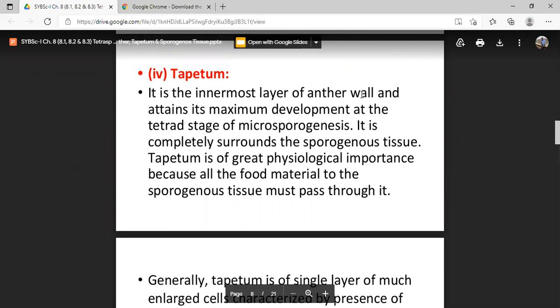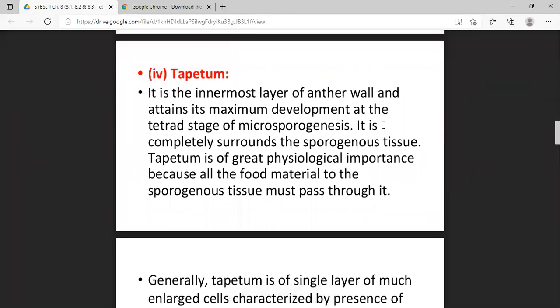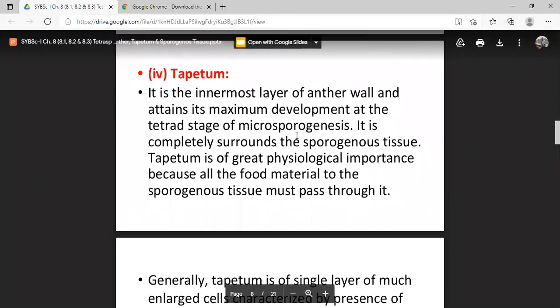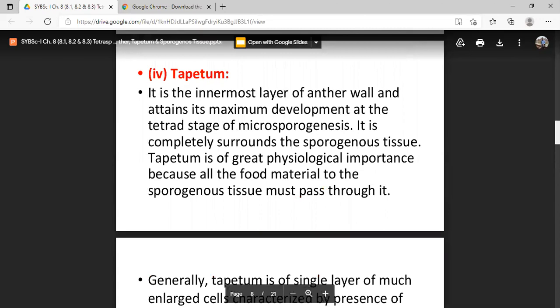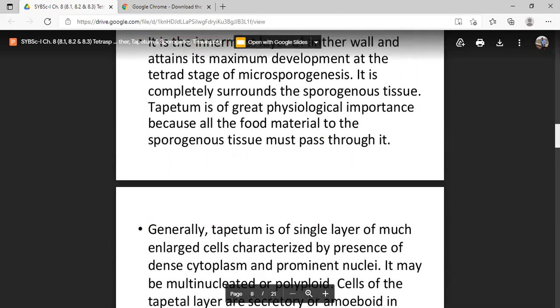It is the innermost layer of the anther wall and attains its maximum development at the tetrad stage of microsporogenesis. It completely surrounds the sporogenous tissue. So the tapetum is of great physiological importance, because all the food material to the sporogenous tissue must pass through it. Okay, from this tissue the PMC, the pollen mother cell or microspore mother cell, gets nourishment. Simply, it is also called a nourishment tissue.